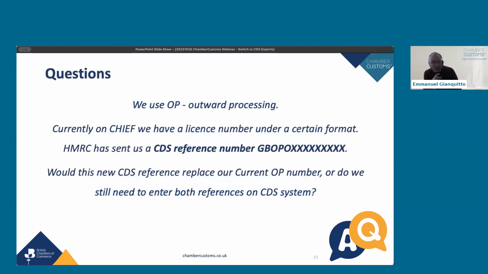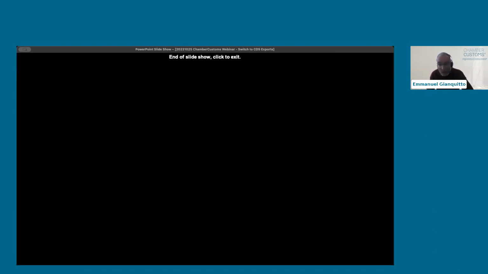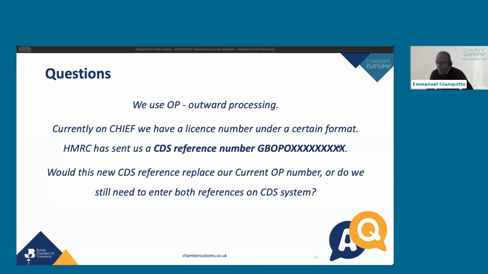This is a good question, thank you. If you have an authorization already on Chief, please make sure that you get the correct number, which will start with a GB and then a type, this is what it looks like, because your broker will need it. You will need to have that information for your declaration. And I think that's it.